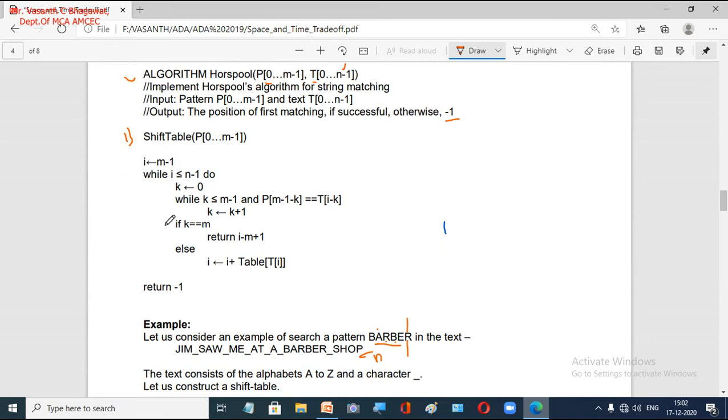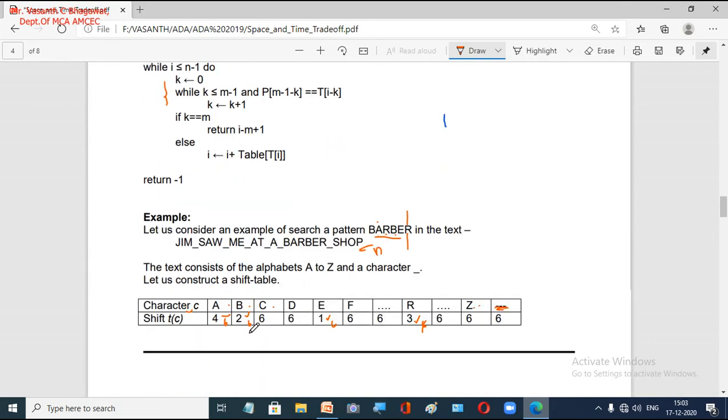So once you have done this particular shift table, you are going to apply Horspool's algorithm. We start the i value from m minus 1. Why minus 1? Because we are going to scan from the right side. Now while i is less than or equal to n minus 1, we take a variable k, initialize it to 0. If you look into this equation, this is the same thing we discussed in our brute force method. The same logic we are going to use, right? So you are going to compare the pattern at m minus 1 minus k with the text at i minus k. That means you are going to start that particular process.